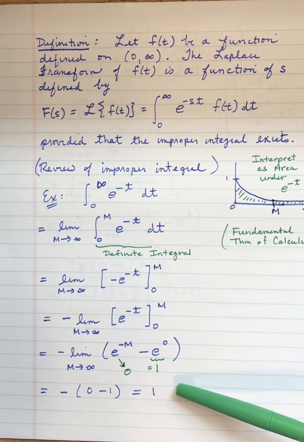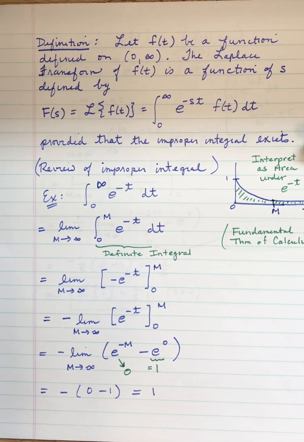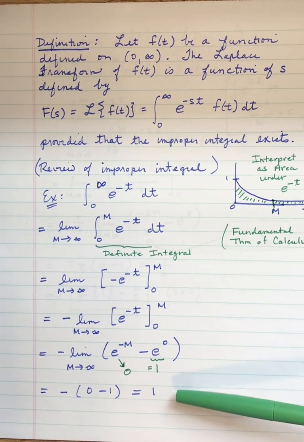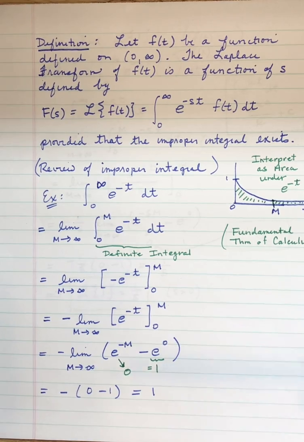And see, the limit existed. That's what we mean up here when we say provided the improper integral exists. When we get a finite number, it exists.